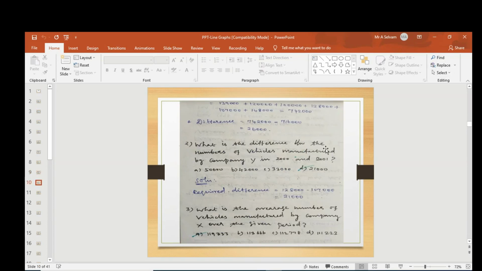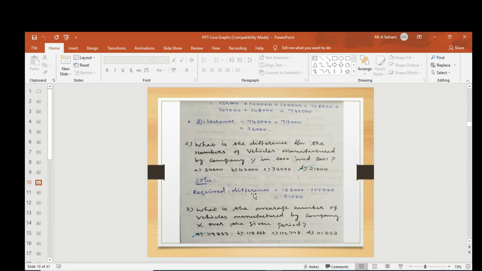Question number 2. What is the difference between the number of vehicles manufactured by company Y in 2000 and 2001? Only 2 years they are asking. Difference between the number of vehicles. In 2000, how many vehicles did they manufacture? In the same manner, in 2001, how many vehicles did they manufacture? We can subtract one from the other and we can get the answer.